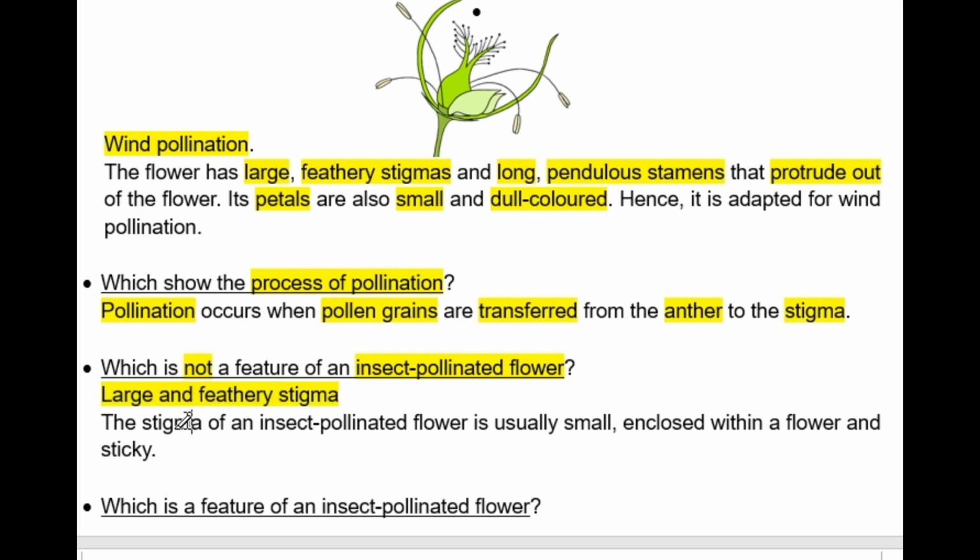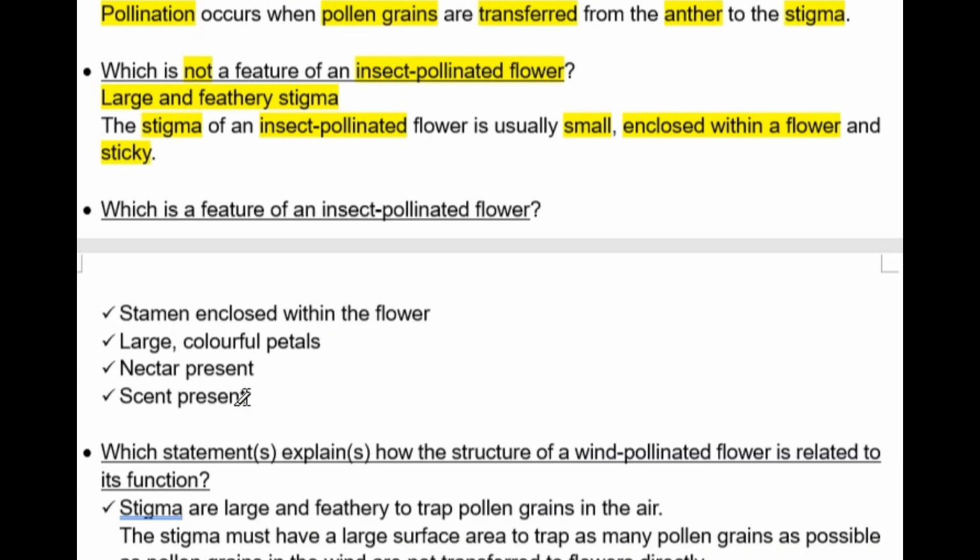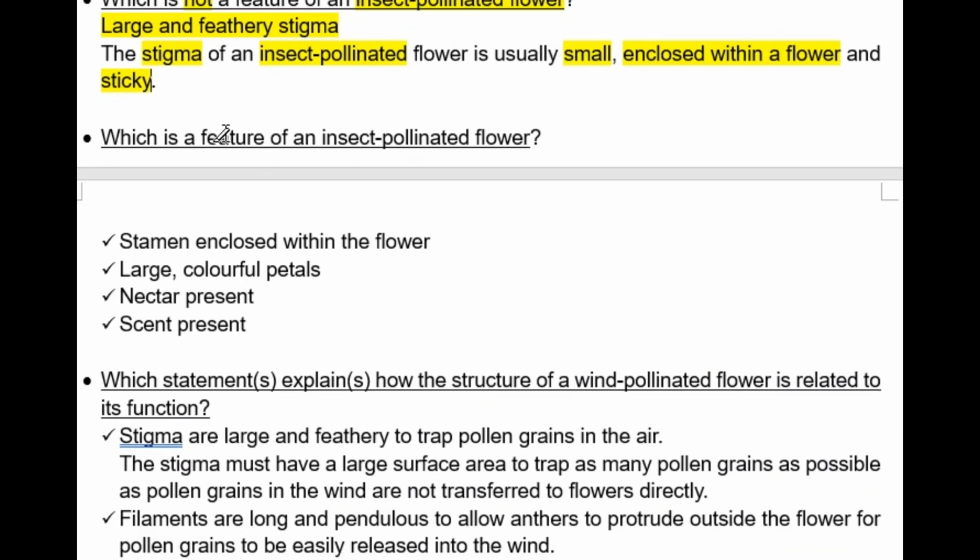The stigma of an insect-pollinated flower is usually small, enclosed within a flower and sticky, which is a feature of an insect-pollinated flower. Stamen enclosed within the flower. Large, colorful petals. Nectar present. Scent present.